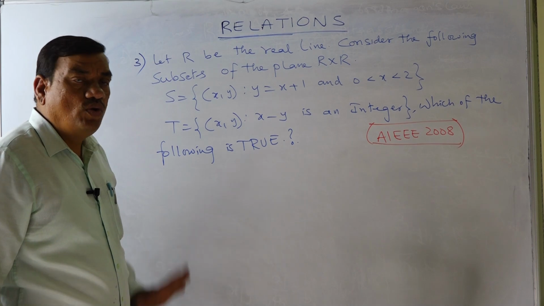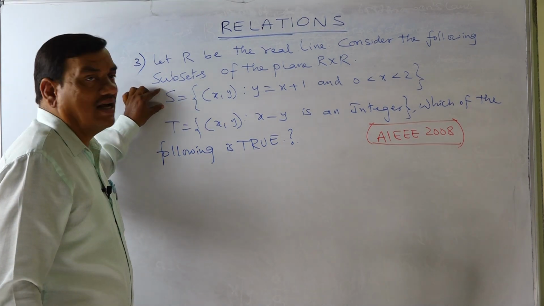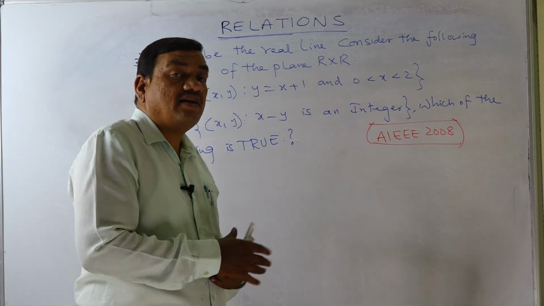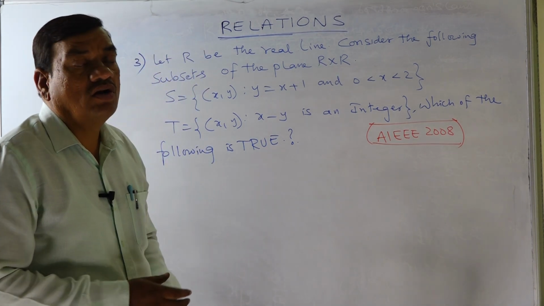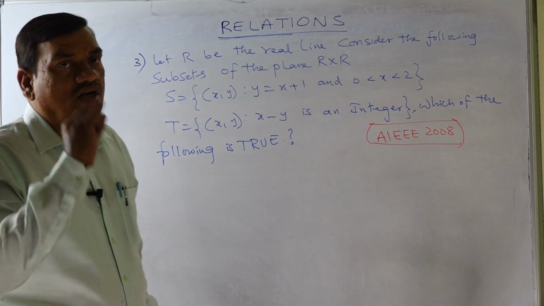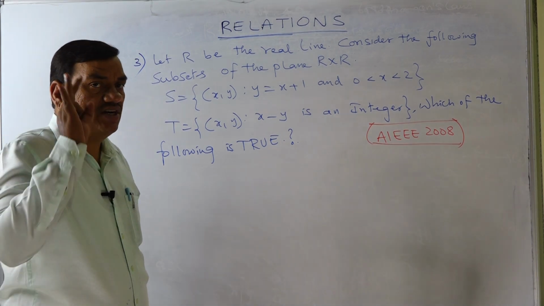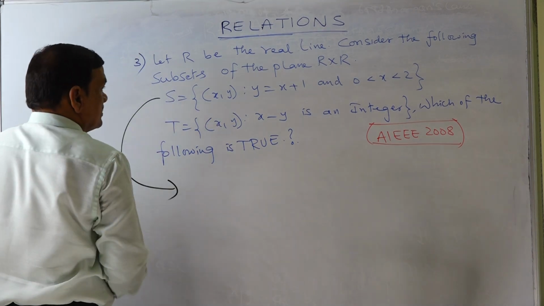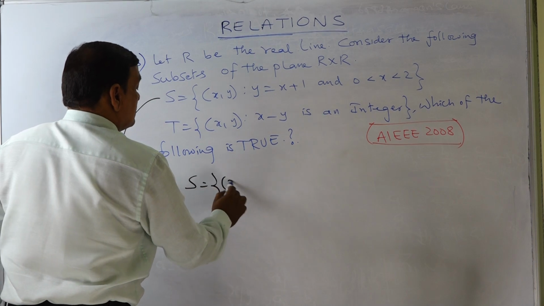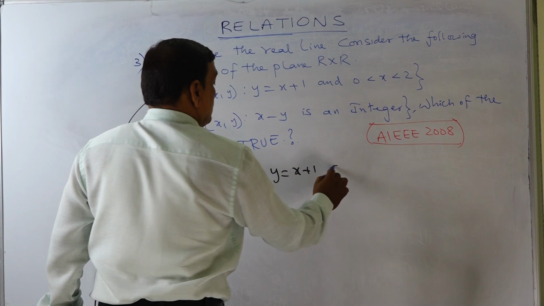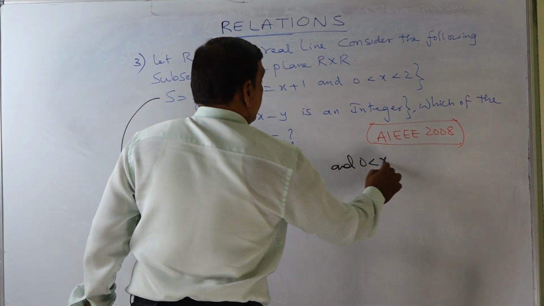On the whole, we have to check whether S is an equivalence relation or not, and whether T is an equivalence relation or not. To check that, we have to check three properties: reflexive, symmetric, transitive. Let us take the first relation, S. S is given as (x, y) such that y is equal to x plus 1, and it is given 0 less than x less than 2.